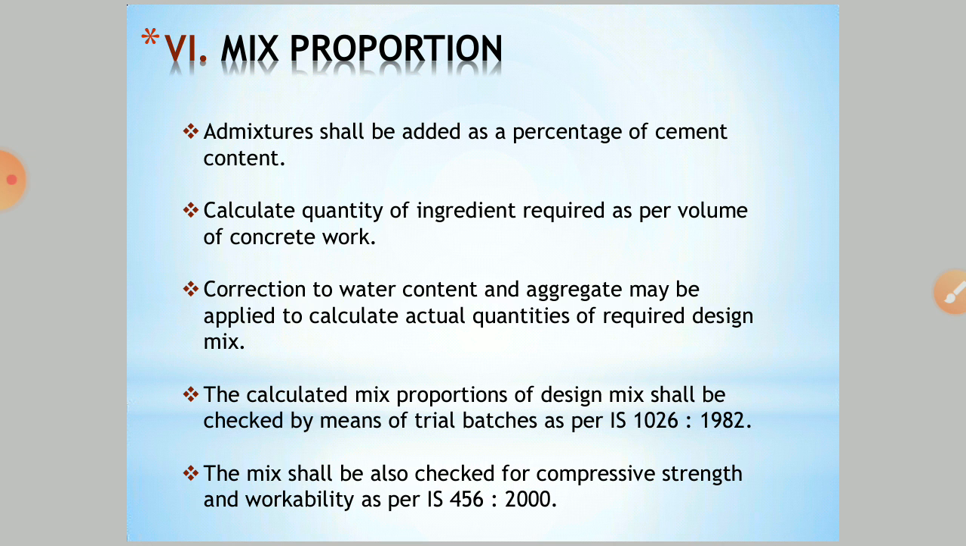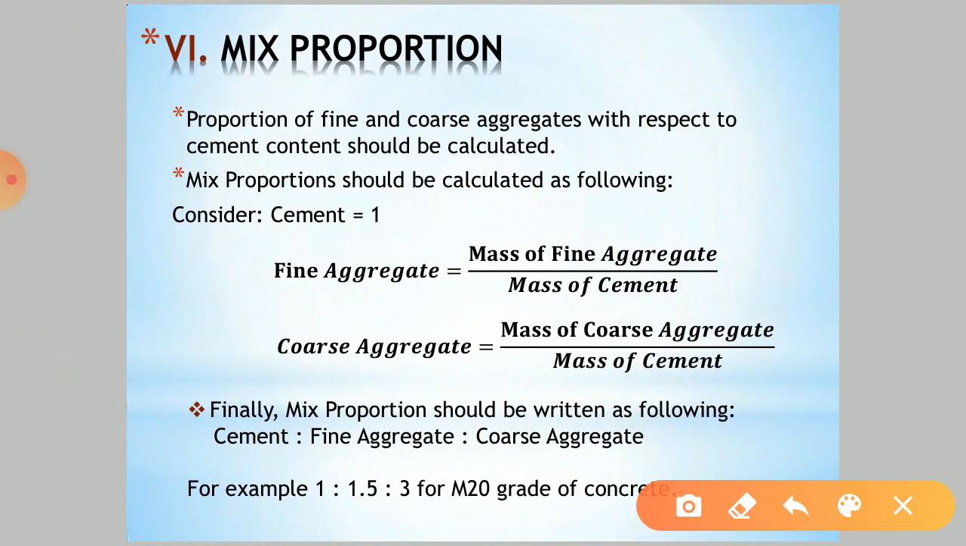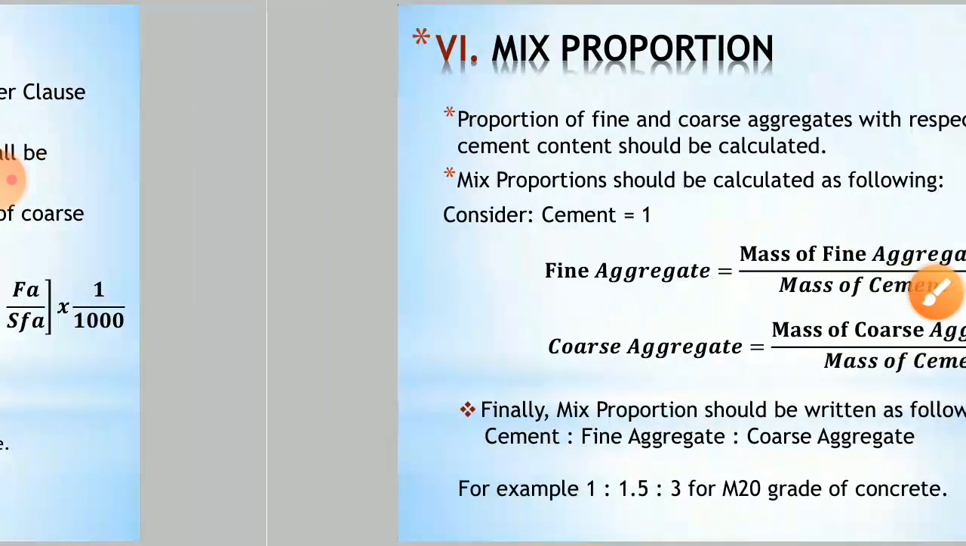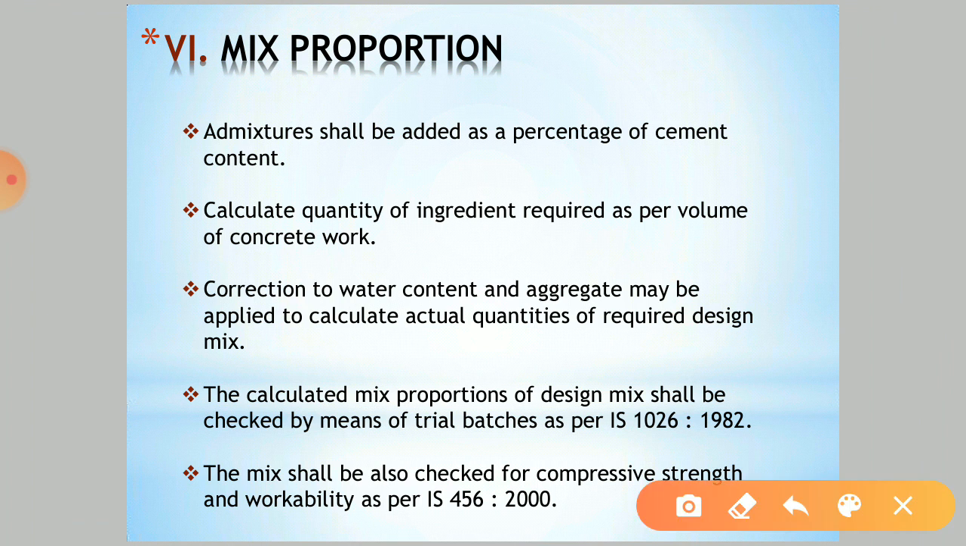The second point is to calculate the quantity of ingredients required as per the volume of concrete work. Okay, this you will calculate for 1 meter cube. Then you have to calculate for the amount of work required at site. Okay, 20 meter cube, 10 meter cube.